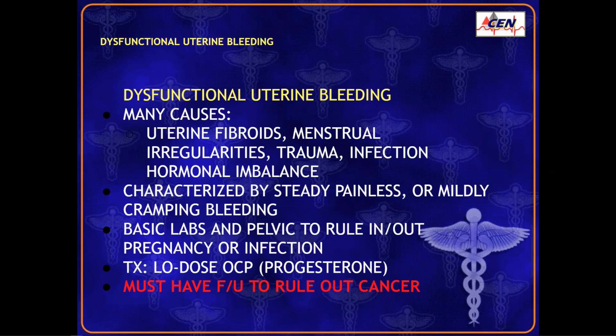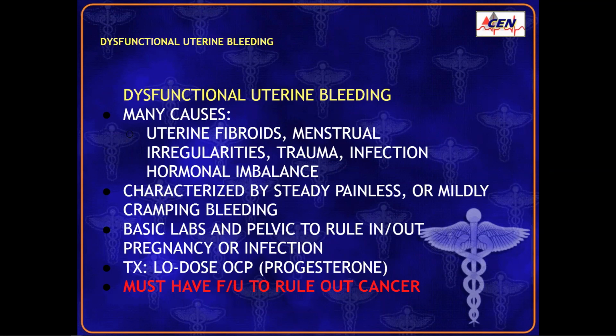So, dysfunctional uterine bleeding. The first thing we have to do here is rule out pregnancy, because pregnancy and bleeding is a whole other flow sheet and a whole other pathway. So this is a non-pregnant female having bleeding when she shouldn't.